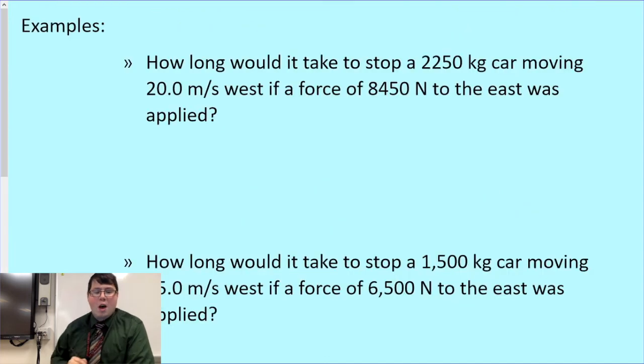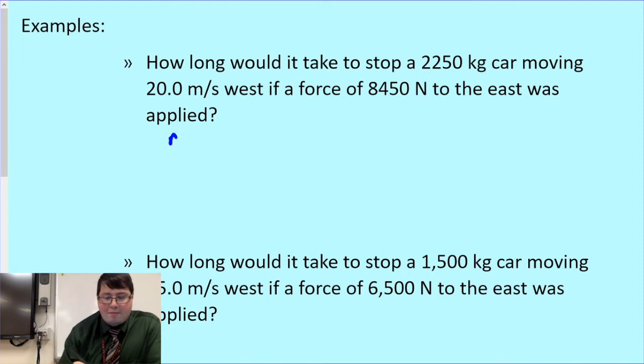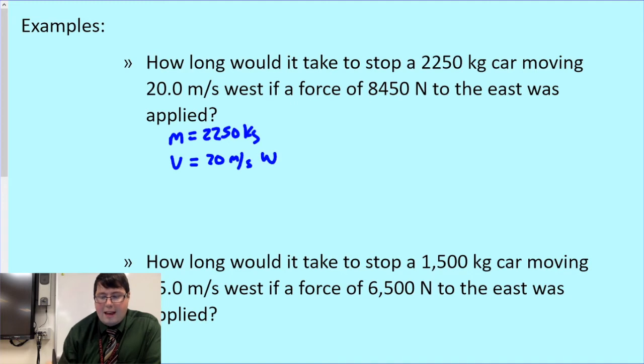Let's take a look. Okay, so our first example. How long would it take to stop a 1,250 kilogram car moving 20 meters per second west if a force 8,450 newtons to the east was applied? Well, let's go ahead and list out our variables. We know the mass of my car is 2,250 kilograms. It's moving at a velocity of 20 meters per second west, and it's a force of 8,450 newtons to the east.